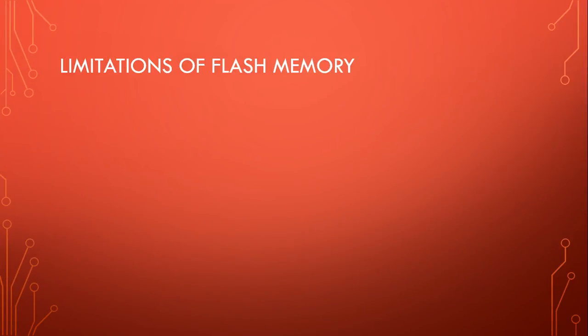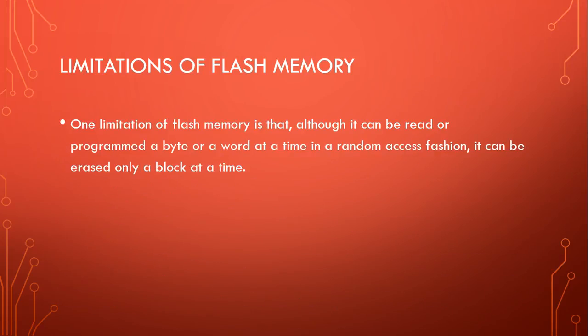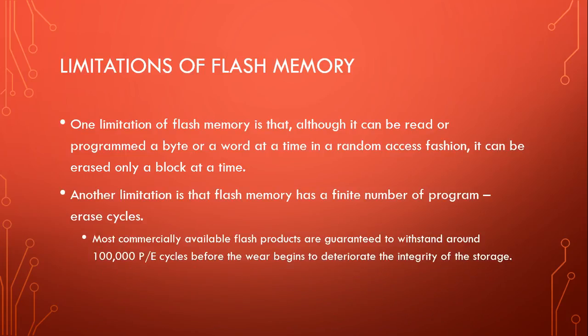A couple quick limitations of flash memory before we dive in too far. One limitation of flash memory is that although it can be read or programmed a byte or word at a time in a random access fashion, it can only be erased a block at a time. So there is some limitation there. Another limitation is that flash memory has a finite number of program erase cycles. Right, that's pretty much all your read-write operations. You can only do that so many times. Most commercially available flash products are guaranteed to stand at least around 100,000 PE cycles before the wear begins to deteriorate the integrity of the device.